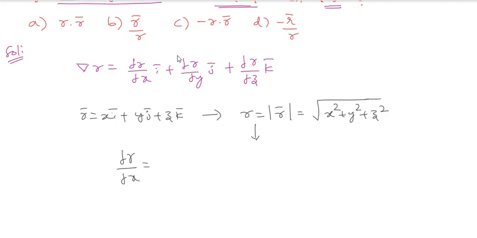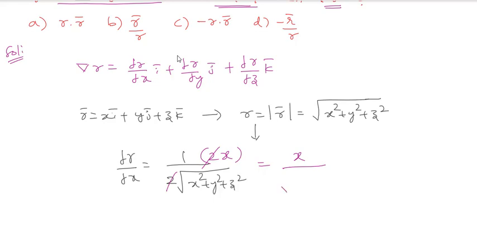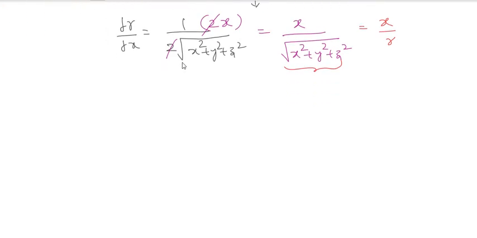With respect to x you need to do the partial differentiation. So that is 1 divided by 2 root of x square plus y square plus z square. Then for x square you will have 2x, so this 2 will get cancelled. You will have x divided by the square root of x square plus y square plus z square. Now if you observe, the square root of x square plus y square plus z square is nothing but r. So now I can replace this with x divided by r.